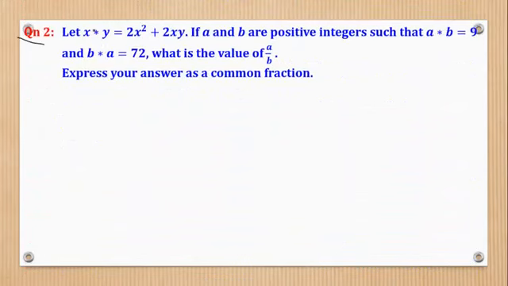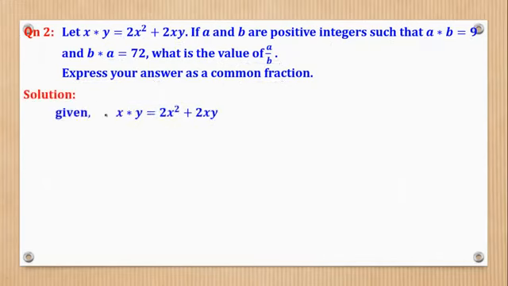Question 2 still, they give us now a star. So x star y is equal to this. If a and b are positive integers, say that a star b is equal to 9 and b star a is equal to 72, what is the value of a over b? And they said express your answer as a common fraction.